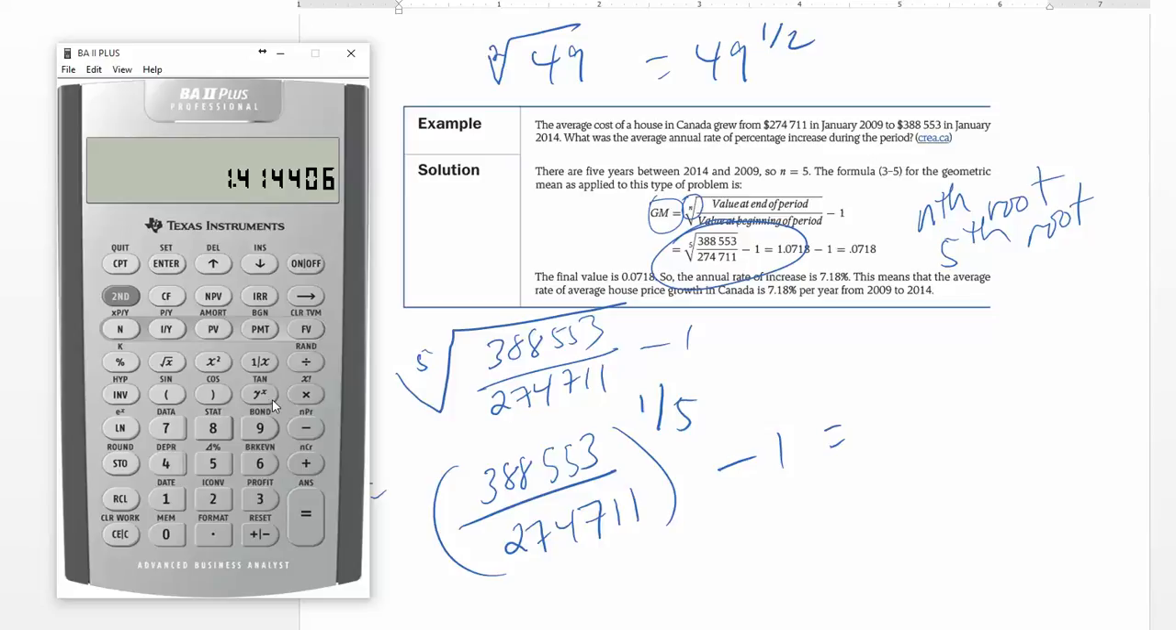So I'm bringing that to an exponent of 5, but I don't want to bring it to the power of 5. I want to bring it to the power of 1/5. So when I press 5, I immediately press 1 over x, which makes it 1/5. That equals, then minus 1, and that's our answer, 0.0718. If you want that in percent, you times it by 100. So we know that that's a 7.18% increase.